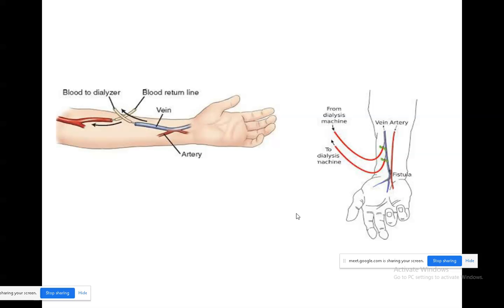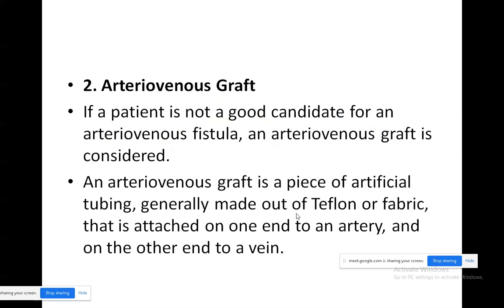The next one is the graft. So if a patient is not a good candidate for an arteriovenous fistula, an arteriovenous graft is considered. So fistula match ஆகாத patient-க்கு, we go for the graft. Okay. So a graft is a piece of artificial tubing, generally made of Teflon or fabric. It is attached on one end to an artery and the other end to a vein. So in between the artery and vein, you are going to have the two attachments. Okay.